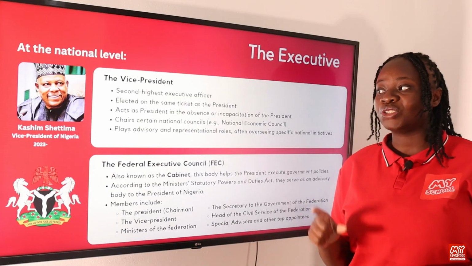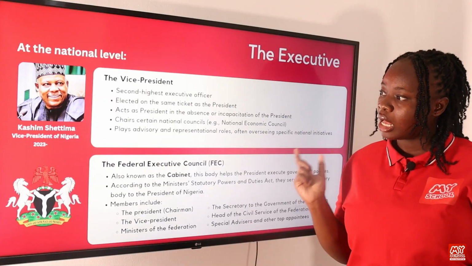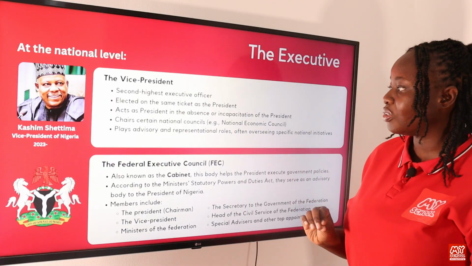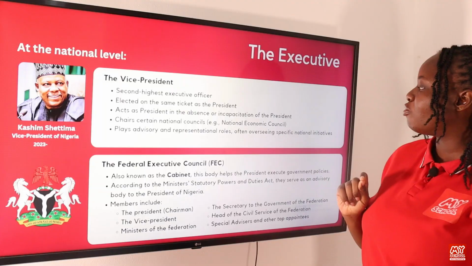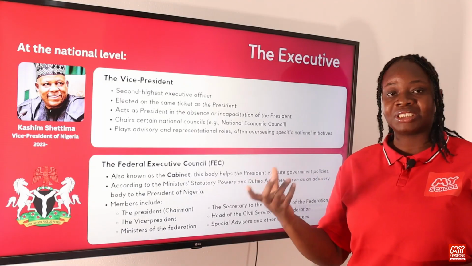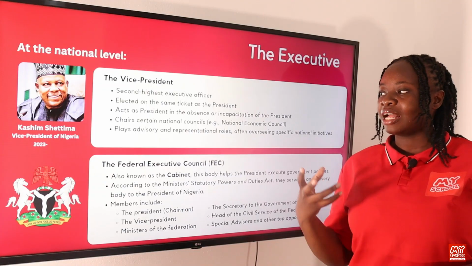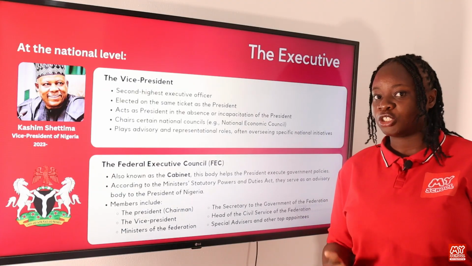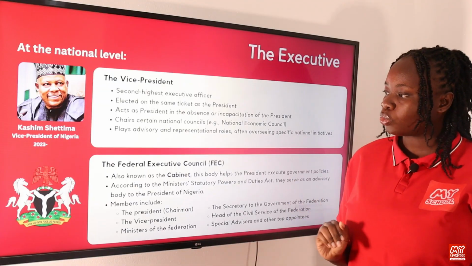So it is the vice president who chairs the National Economic Council. He also plays advisory representational roles, often overseeing specific national initiatives. So there are certain roles that the president assigns to the vice president, and so he has to act in the capacity of the president in those roles.